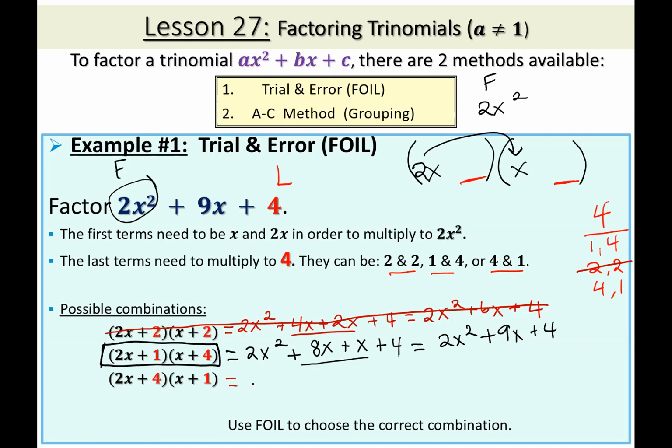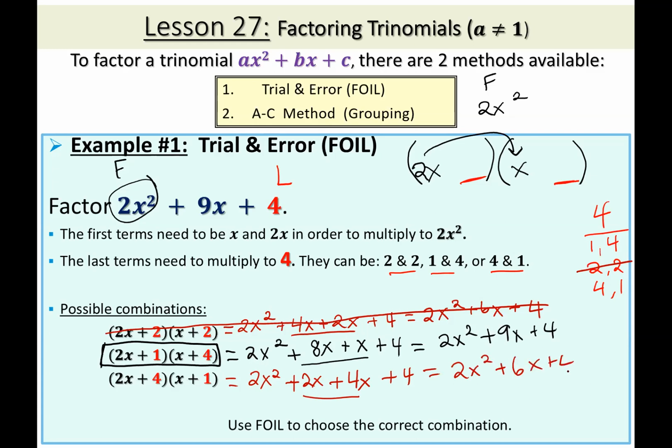2x times x is 2x squared. Outside terms, 2x times 1 is 2x. Then my inside terms, 4 times x is 4x. And then 4 times 1 is 4. When I add those middle terms together, 2x plus 4x, that's 6x for my middle term. So 2x squared plus 6x plus 4.